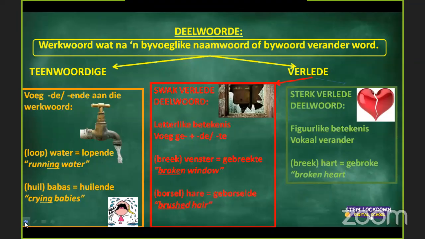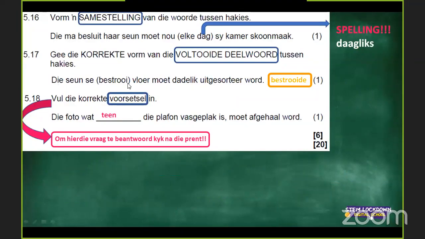So if we go back, right, to our next slide, hierso het dit die steen se bestrooi vloer moet dadelik uitgesorteer word. The sun's messed up floor needs to be sorted out, so it's messed up. Okay, bestrooi is actually sprinkled. Okay, so hierso gaan ons nie 'n ge aanvoeg nie. We're not adding a ge because our word is starting with a b and we do have to add a de.